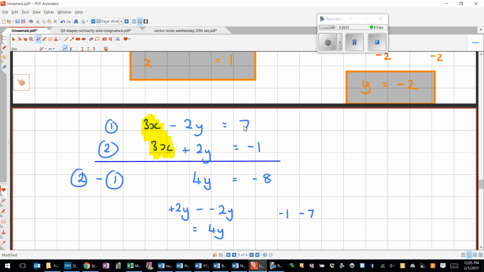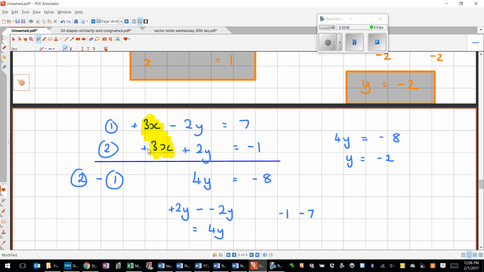So now we end up with 4y is minus 8, so therefore y must be -2, which we've got. Okay. So the reason why I wanted to do that one, you can see now how, depending on whether you've got the signs different or the signs the same, we can add or we can subtract. We could choose to do x first, we could choose to do y first. Doesn't matter.